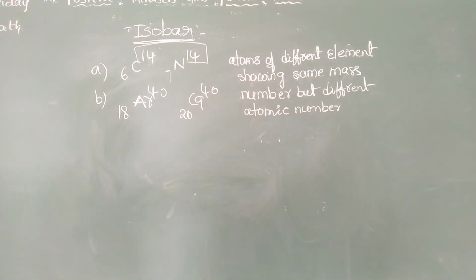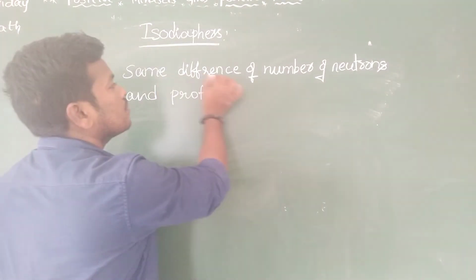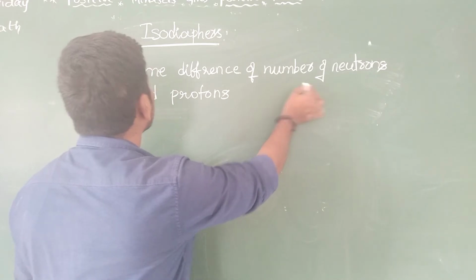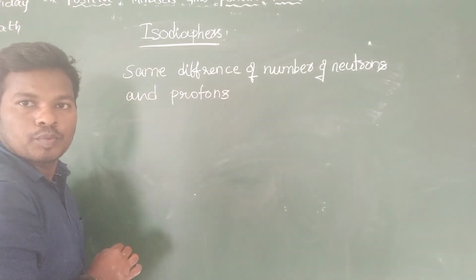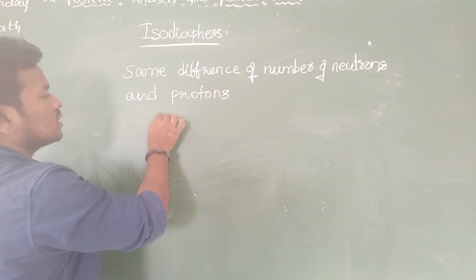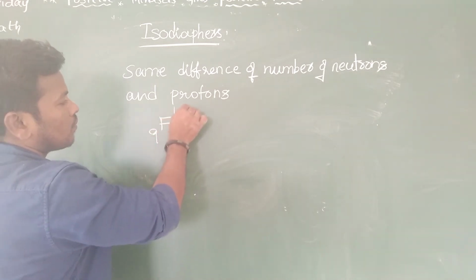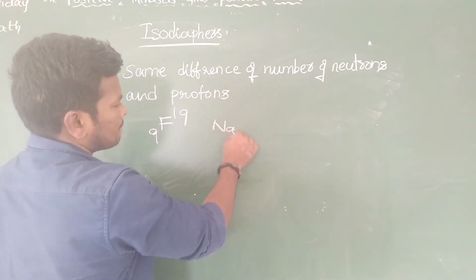We are calling isotones those with the same difference of number of neutrons minus number of protons. So you can see that fluorine and sodium.